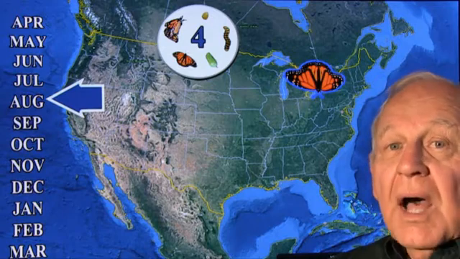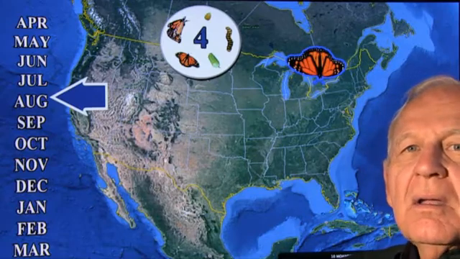The 4th generation is unique. As summer wanes, the nights get longer, the days get shorter, and they shut down their reproductive instincts. They nectar a lot and build up fat reserves for the great trip south. We've got monarchs all over the eastern U.S. and southern Canada. We've selected one monarch and we'll follow it south.